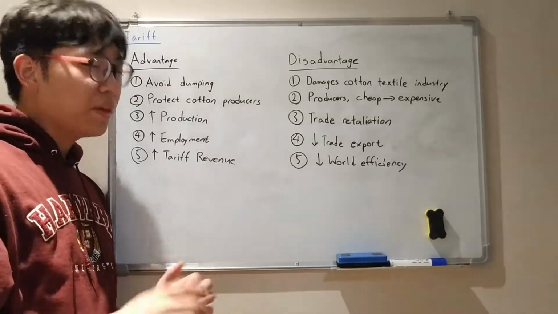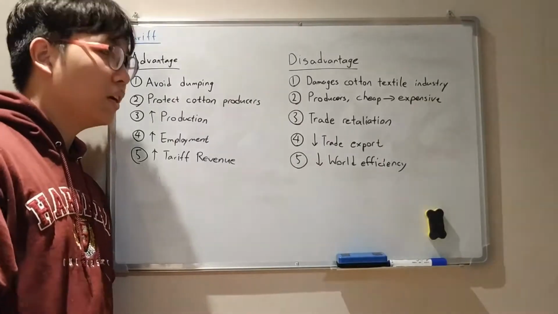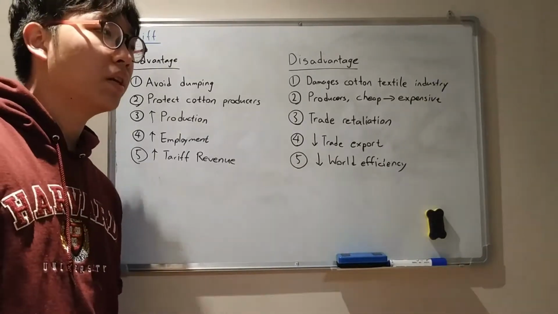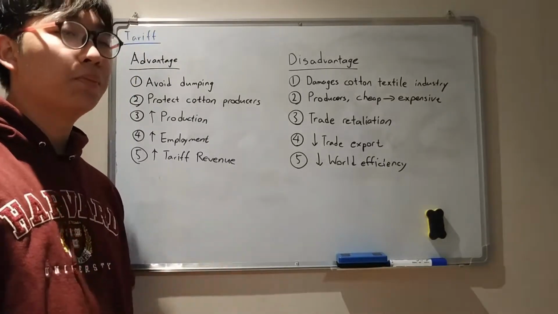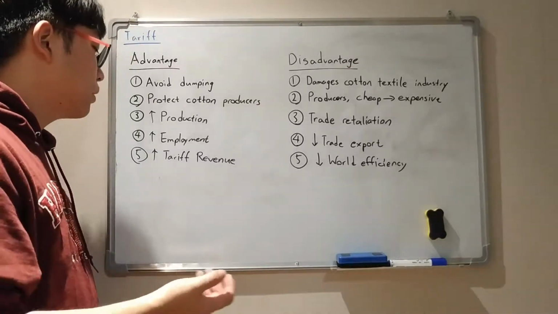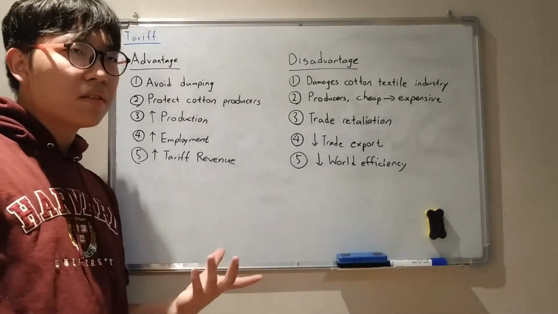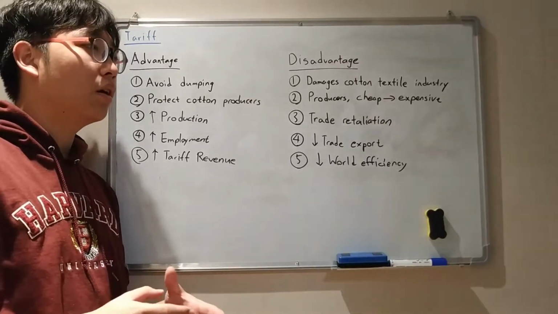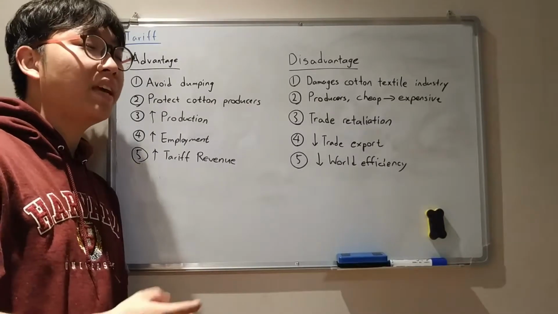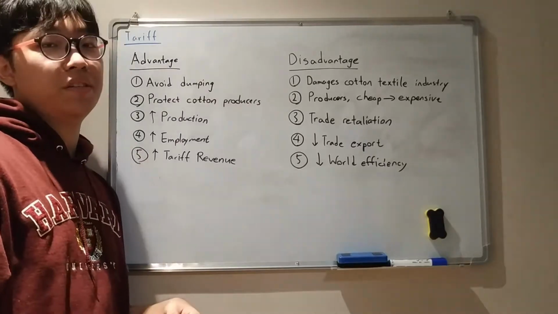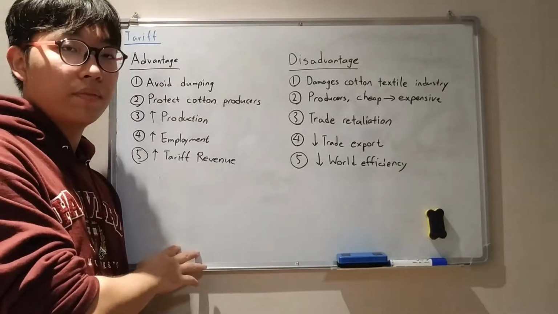Also, because of the tariff, in the previous question, we were able to see that the production actually increases. And because the production increases, the producers need more workers. So quite naturally, the employment would increase. Also, the tariff revenue for the government increases for Pakistan because they placed a tariff. And with the increased tariff revenue, they may be able to help the cotton textile industry by subsidizing those producers. So these are the advantages.